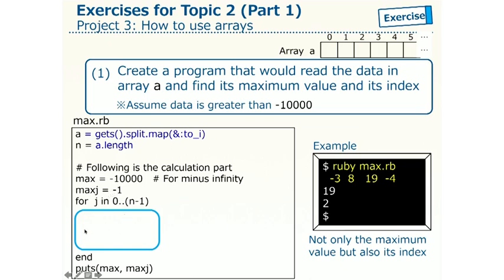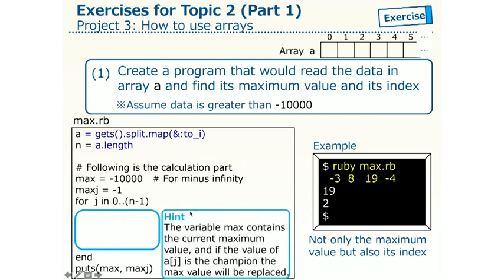Then in this for loop, we go through the array A to update this maximum value and its index. More closely, by changing j from 0 to n-1, we examine the jth element of the array A to find the maximum value. This blue part will do this task.